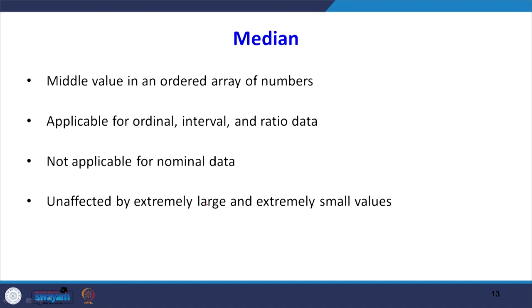Now, we will go to the next central tendency, median. The middle value in an ordered array of numbers is called the median. It is applicable for ordinal, interval and ratio data. Previously, the mean is applicable only for interval and ratio data, but the median is applicable for ordinal data. That is a point to be remembered, and it is not applicable for nominal data. And one advantage of median is it is unaffected by extremely large and extremely small values.